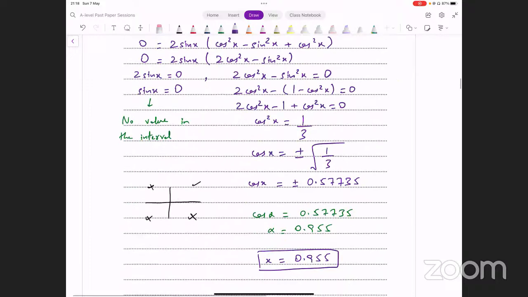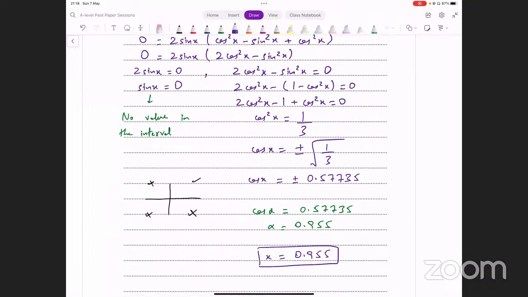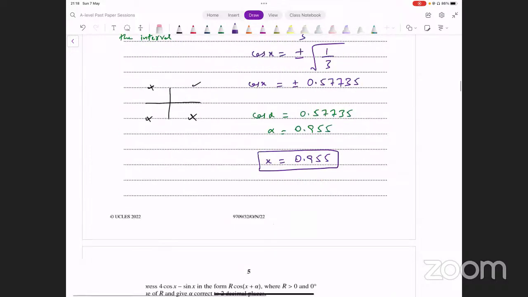Okay. That was 6 marks. Not very complicated. Differentiate किया, 0 से equate कर दिया, उस equation को solve कर लिया. ठीक है, let's move on.